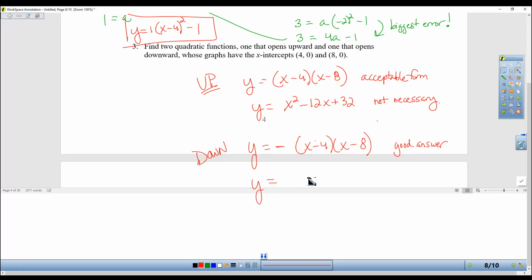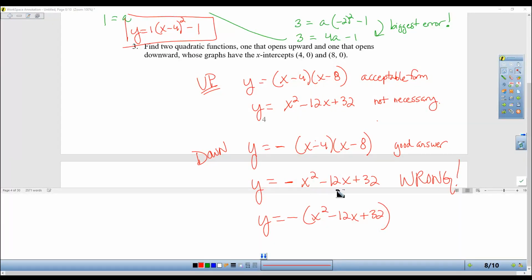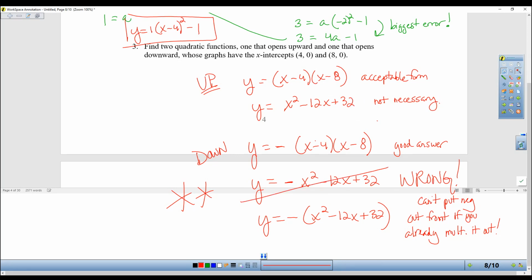But if you've already multiplied it out and then you say, oh, I need one going down, and you just put the negative there, that would be wrong. You would have to put the negative around the entire thing in order for it to suddenly be going down. Otherwise, it wouldn't have the same x-intercepts. When you try and factor this, you're no longer going to get x minus 4 and x minus 8. So you can't put the negative out front if you already multiplied it out. This is a big mistake that people make. They think they're doing something nice, like, oh, I'll multiply it out, but then they just stick a negative in front and then it's wrong. You don't have to multiply it out. Just leave it like that.